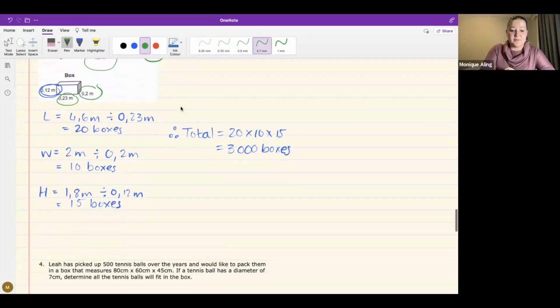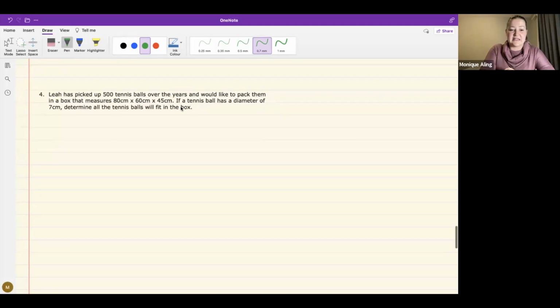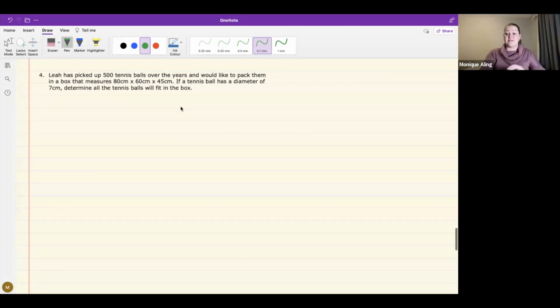Okay, cool. Let's go on to the next one. Another one without a picture. So let's have a look. Leah has picked up 500 tennis balls over the years and would like to pack them in a box that measures 80 centimeters by 60 centimeters by 45 centimeters. If a tennis ball has a diameter of 7 centimeters, determine if all the tennis balls will fit in the box.